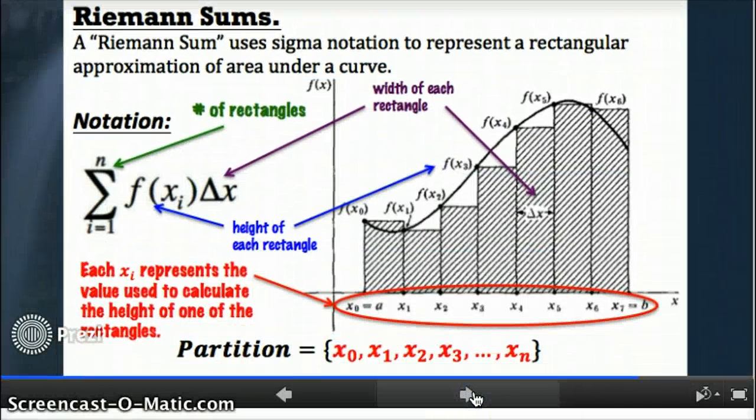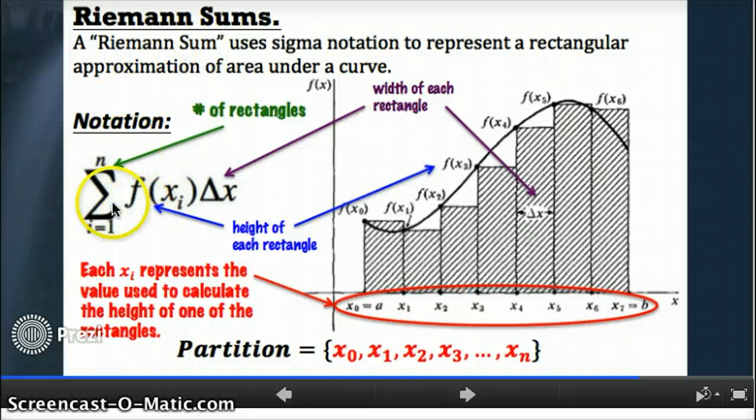So this is what Riemann sums are. A Riemann sum is when you use sigma notation to represent a rectangular approximation. I want to emphasize that the idea behind a Riemann sum you already understand. I'm just teaching you a new way to write what you already understand.